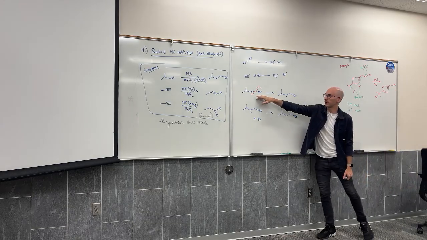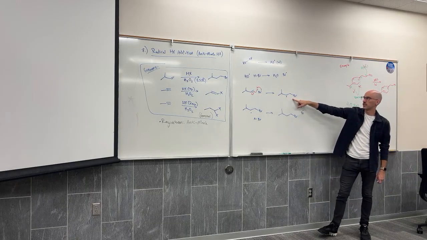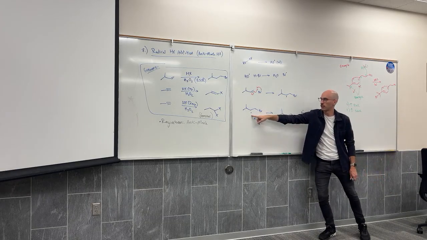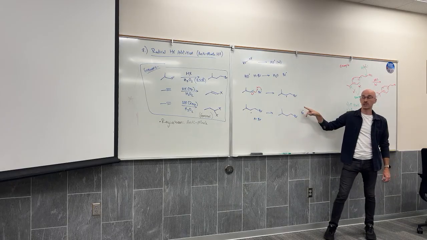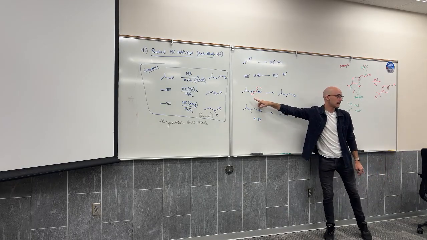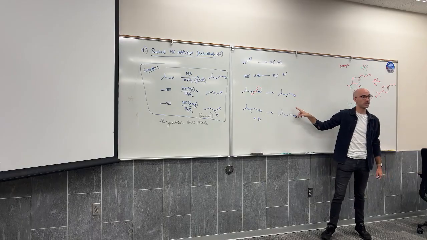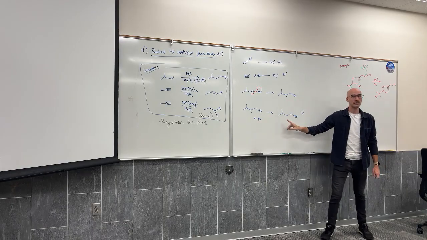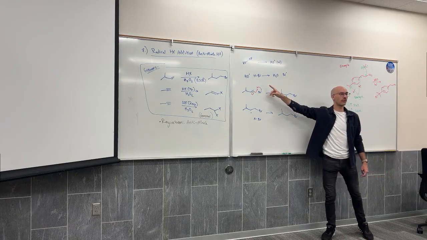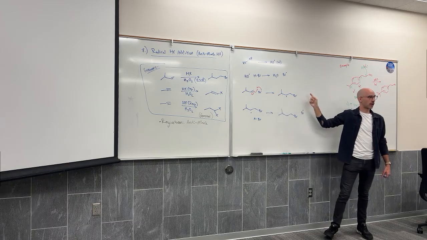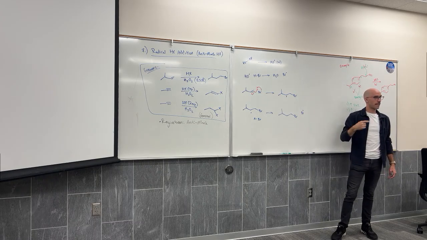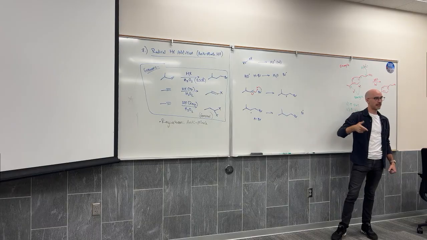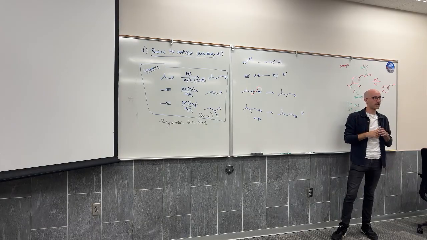The alkene reacts with bromine radical to create a carbon radical, which reacts with HBr to form a bromine radical, which can go find another alkene to make another carbon radical, which can find another HBr to make another bromine radical, which can go find another alkene, which can make a carbon radical, which can go find another HBr. And it just keeps cycling until all of the reagents have been consumed.